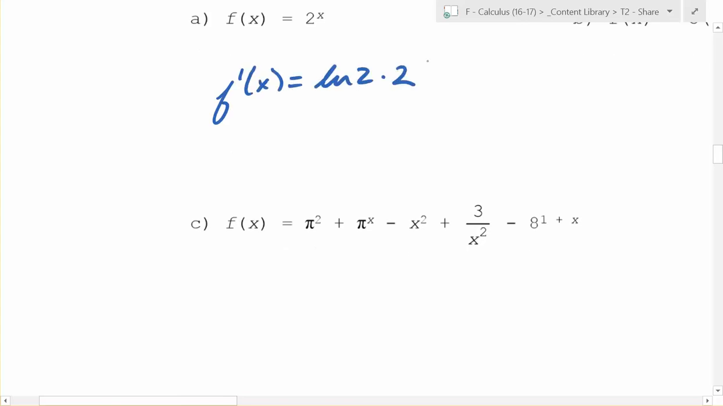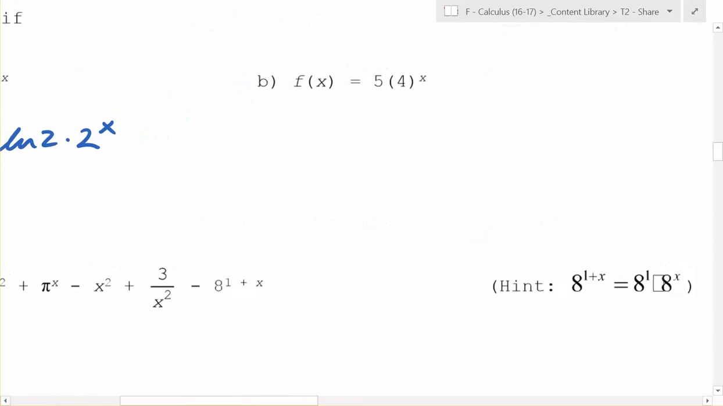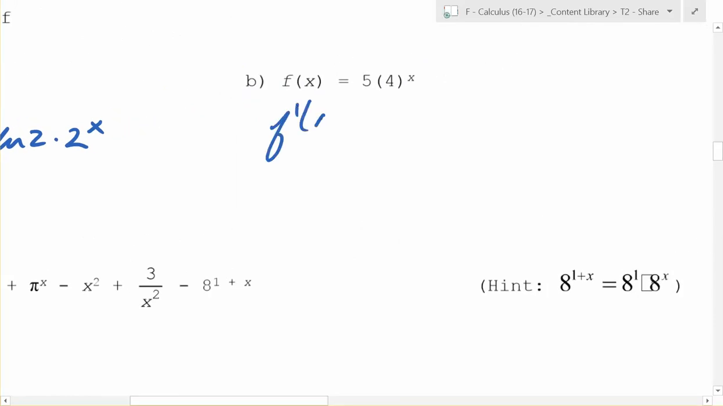ln 2 times 2 to the x. Yay! Noah, what's this one? What's f prime of x on this one going to be? ln 4. ln 4, we're getting a lot more. Yeah, there's an ln 4 times 4 to the x. There's something missing. 5. Oh, the 5 is just along for the ride.